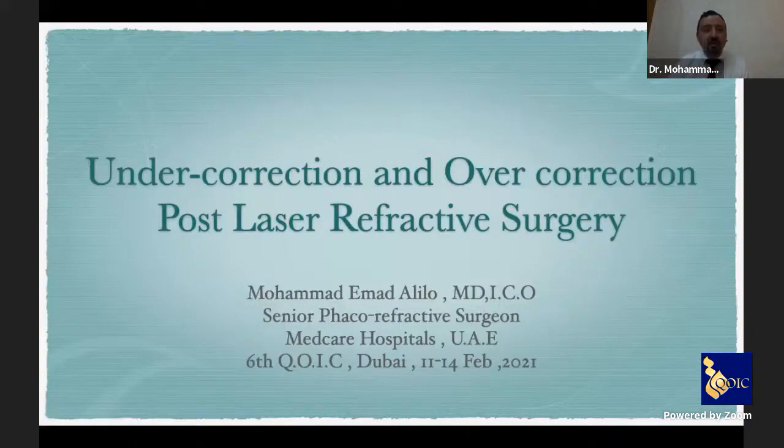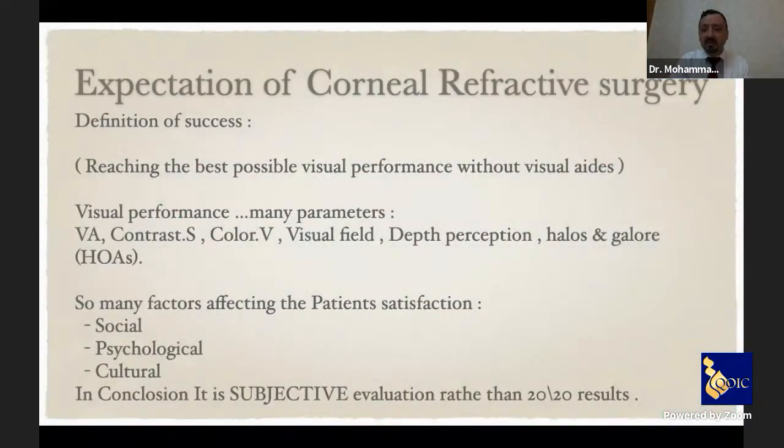My talk will be about undercorrection and overcorrection in post-laser refractive surgery. We will start, as refractive surgeons, with the definition of success. What do we mean by success in refractive surgery? It is defined as reaching the best possible visual performance without visual aid. But as we all know, visual performance has many parameters: visual acuity, contrast sensitivity, color vision, visual field, depth perception. So it's a multifactorial aspect which defines the patient's satisfaction.